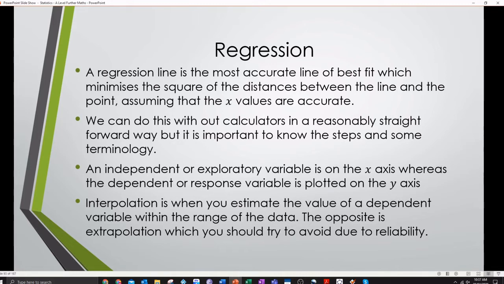And interpolation, which is good, is when you estimate the value of a dependent variable within the range of the data. The opposite is extrapolation, which is bad, because that's when we use our line of best fit to predict outside our data range, so either really small values or really big values. We shouldn't do that because we don't know what the values look like outside of our data range. It could look completely different, it could spiral out randomly, so we don't know what it looks like.